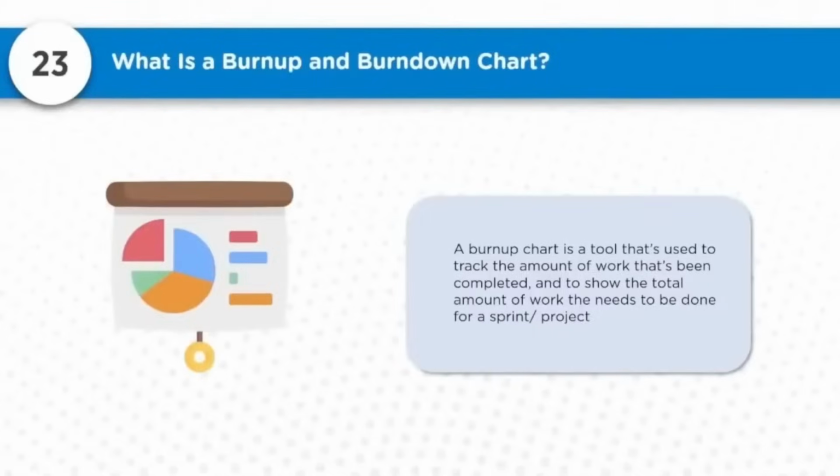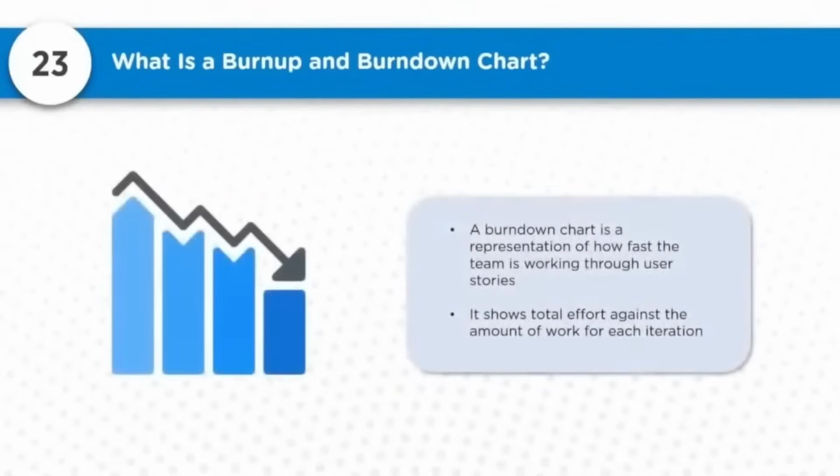Burn down charts, again a graphical representation, a bar chart, show what is pending to be delivered. Initially we'll have a bigger bar, and as the project progresses the height of the bars reduces, indicating what is pending for deliverables. It is a representation of how fast the team is working through the user stories. It shows total effort against the amount of work for each iteration, which helps you see what is pending to complete.